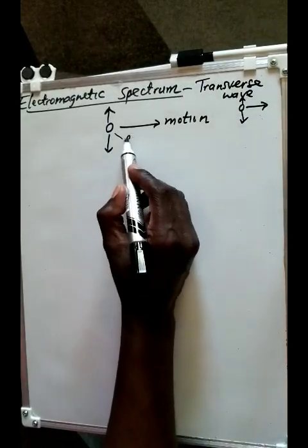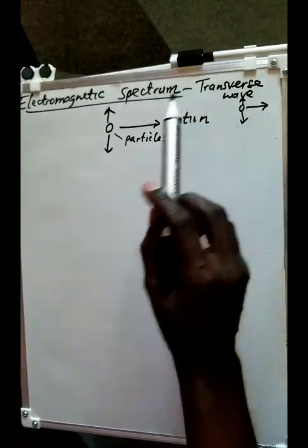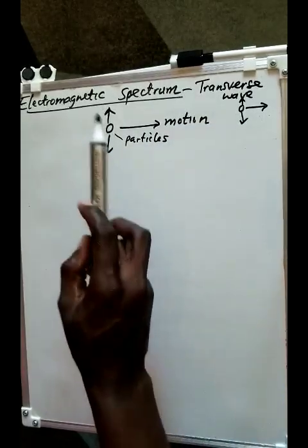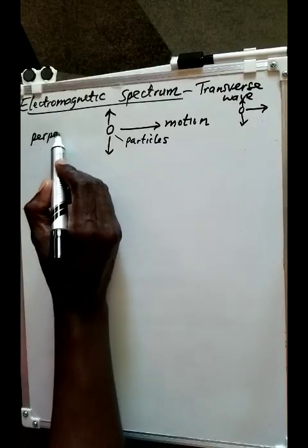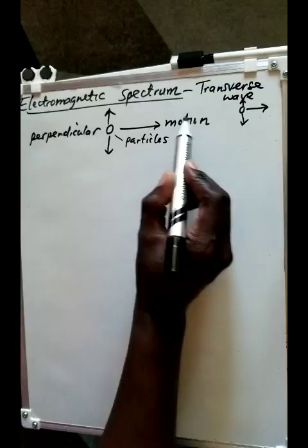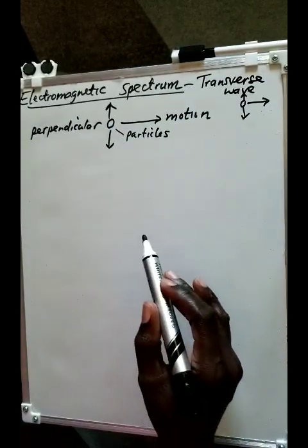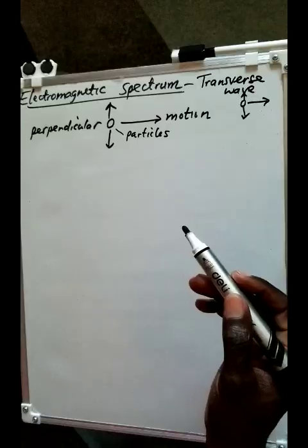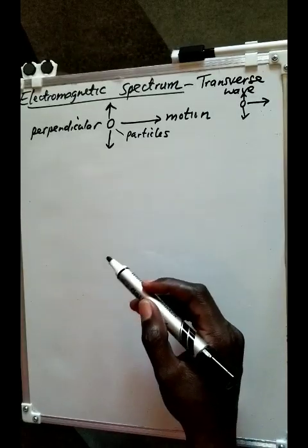So in the exam, sometimes they can tell you to illustrate how the particles in a transverse wave are moving. So they move perpendicular, and that's the word that you need to remember. They move perpendicular to the direction of travel of the wave. So that is what you need to remember. Of course, you can also say at right angle to the direction of the wave.